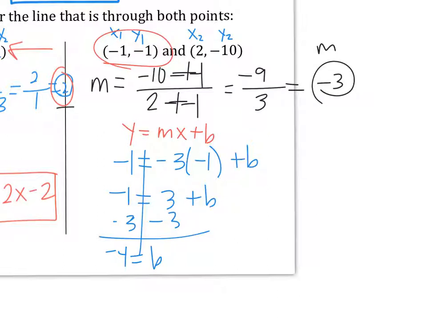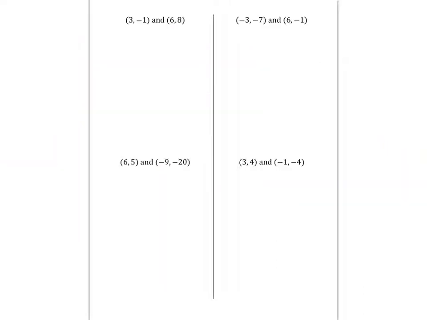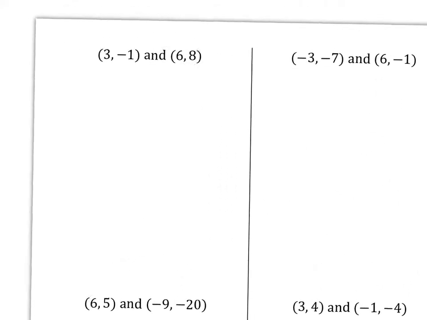So now if I put it all together, y equals, my slope right here is -3, and then my y-intercept is -4. So y equals -3x minus 4. All right, let's take a look at a few more examples.